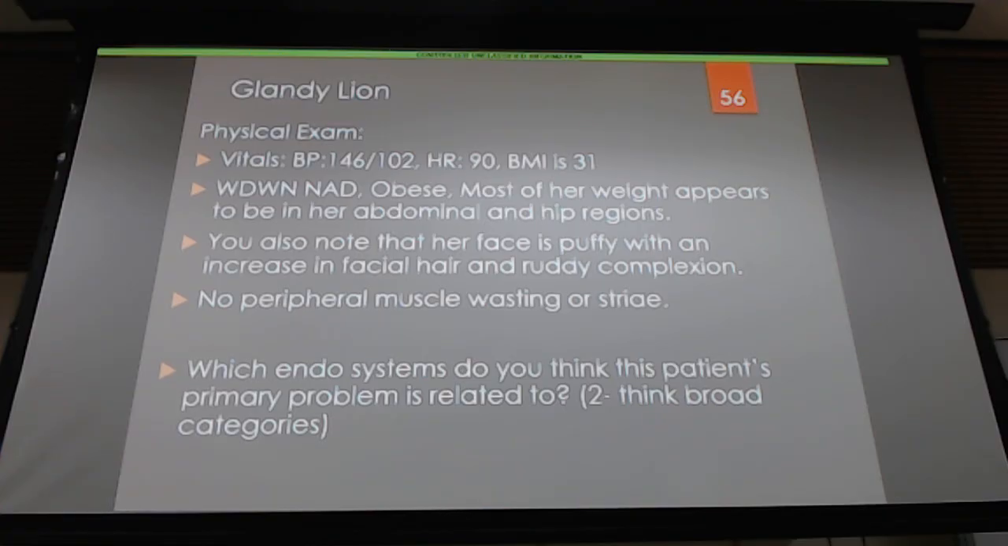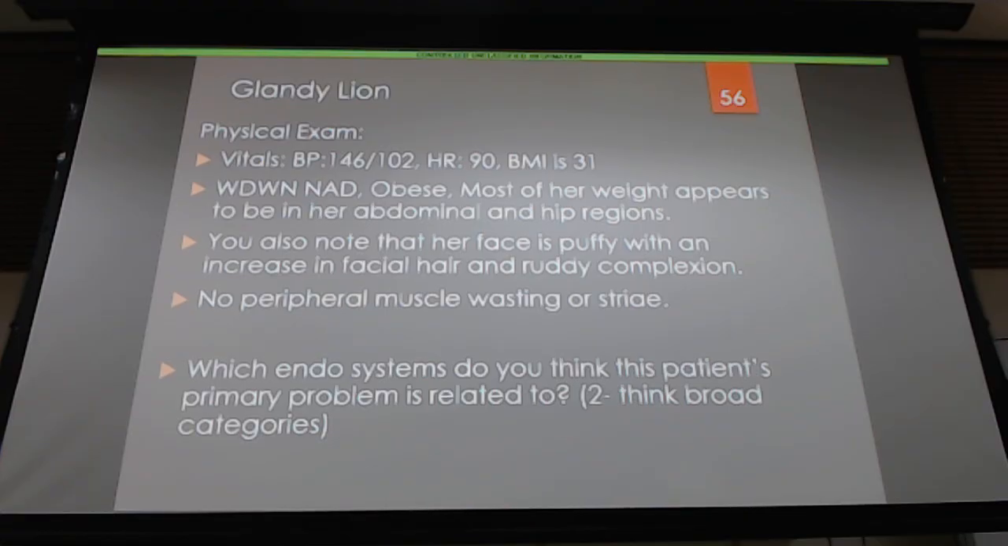You also note that her face is puffy with increased facial hair and ruddy complexion. What's ruddy complexion? Like redness? Yeah, or plethora. I don't know if I've ever called anything ruddy. Okay. No peripheral muscle wasting or striae is noted.